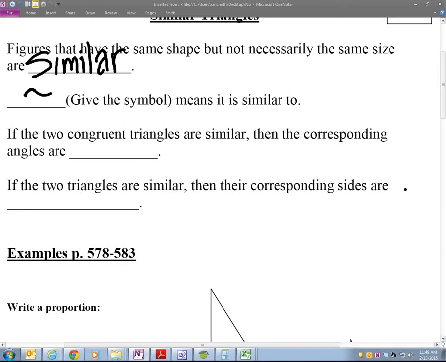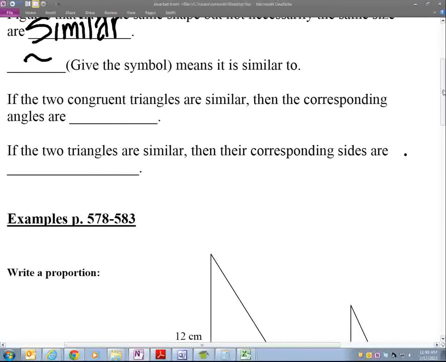If two triangles are similar, then they're corresponding. Nick, what's corresponding again? Okay. Corresponding is the same spot. It's the same spot on a different shape or angle.